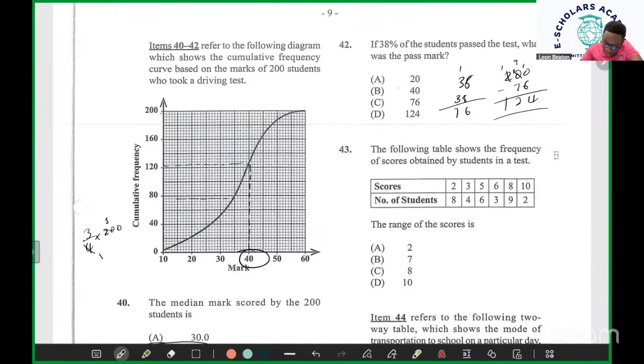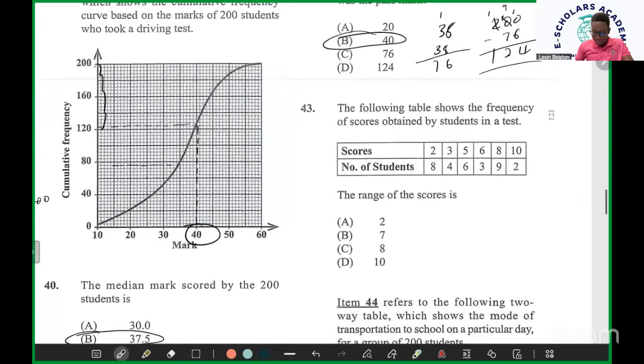So the pass mark is 40, right? So the pass mark will be 40. So for the people that pass the test, we subtract from the 200, because we can't select the people at the bottom.